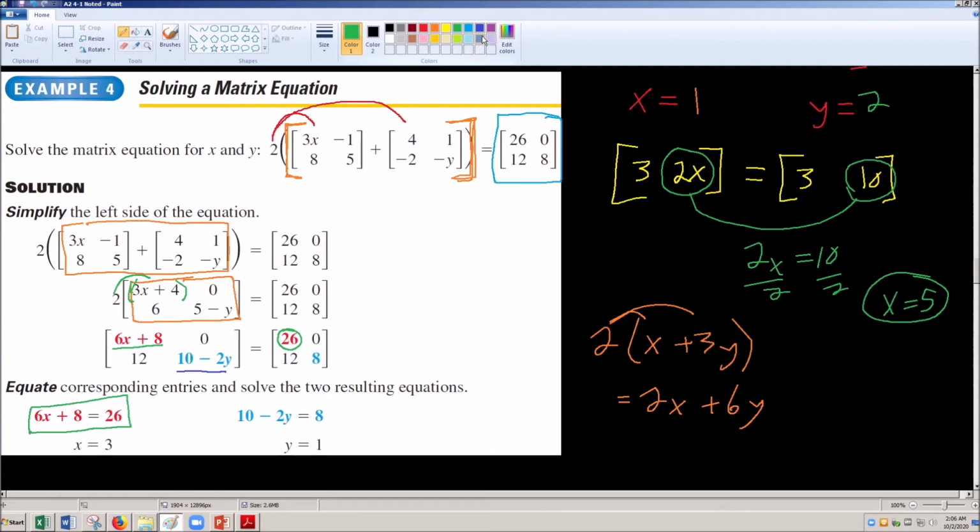From here, I'm going to set up the same way. I've got my 10 minus 2y is equal to 8 here. So let's set that up, and then we just solve for y, so we get y equals 1.